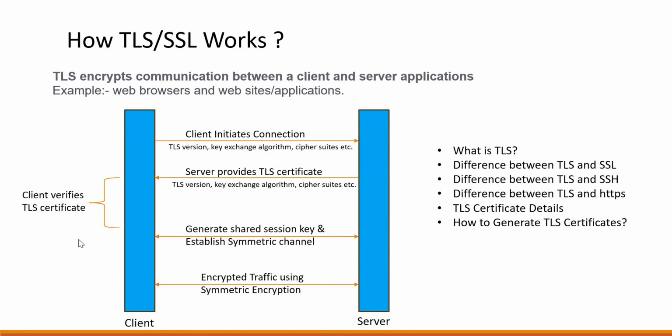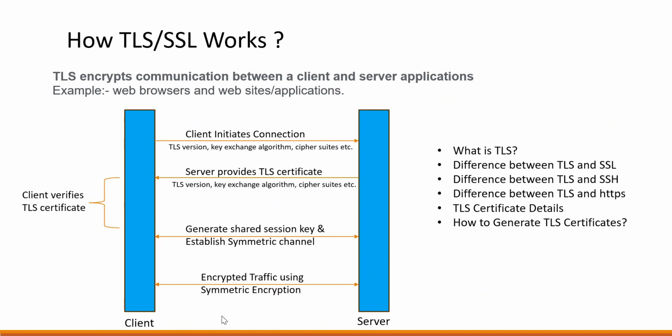Once it verifies the details, it successfully authenticates the identity of the server which provided the TLS certificate to the client. Once the TLS certificate is verified, the client and server will participate in generating the shared session key for the symmetric encryption. For generating the shared session key, they use the combination of key exchange algorithms, cipher suites and so on, which are common between the client and server supported algorithms. Once the shared session key is obtained, a symmetric channel is established between the client and server. So once the symmetric channel is established, the traffic between the client application and the server application will be encrypted using the shared session key, which means symmetric encryption will happen between client and server applications.